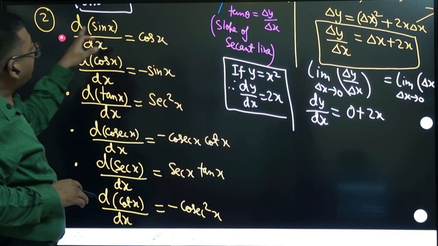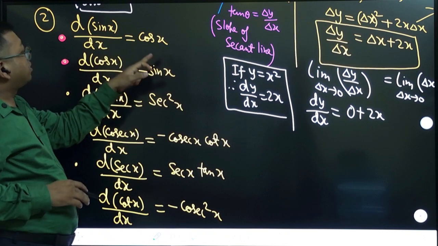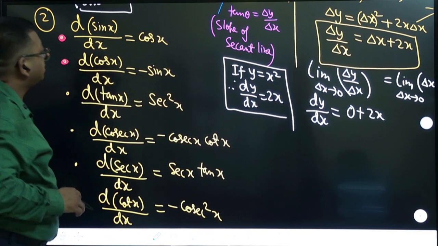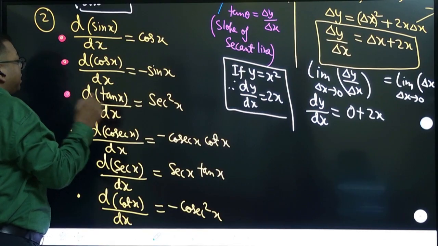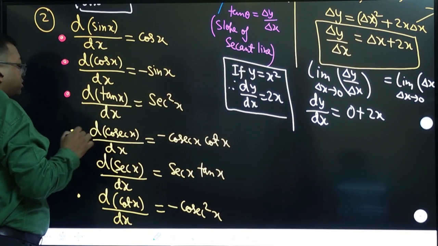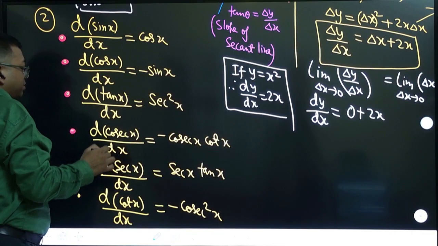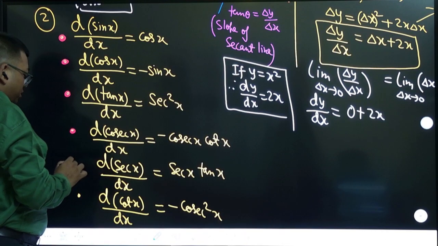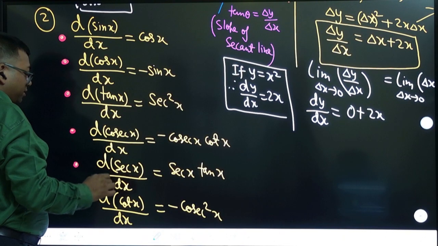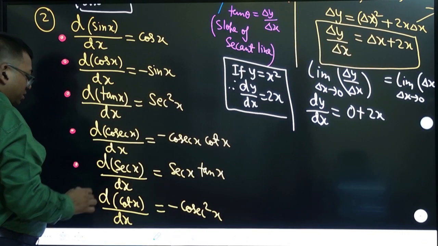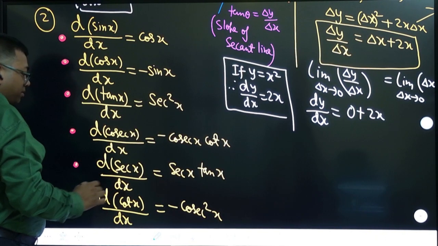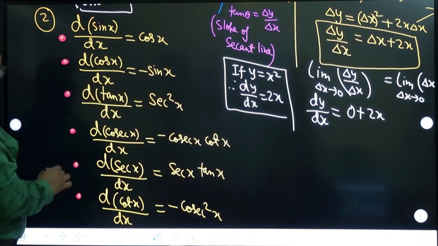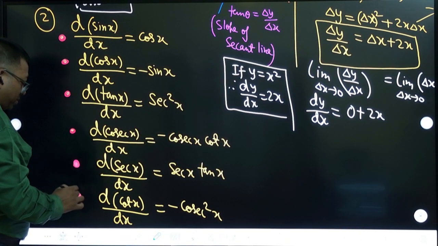Okay, so sin x differentiation with x is cos x. Cos x differentiation with x is minus sin x. Tan x differentiation with x is secant square x. Cosecant x with x differentiation is minus cosecant x cot x. And secant x differentiation with x is secant x tan x. Cot x differentiation is minus cosecant square x. These 6 formulas you have to remember.